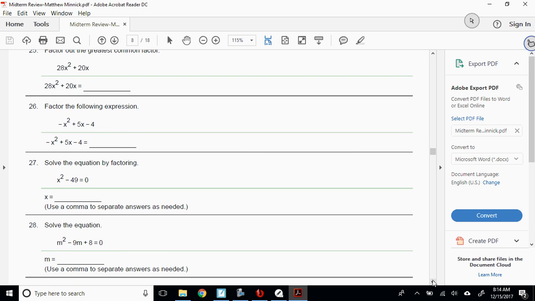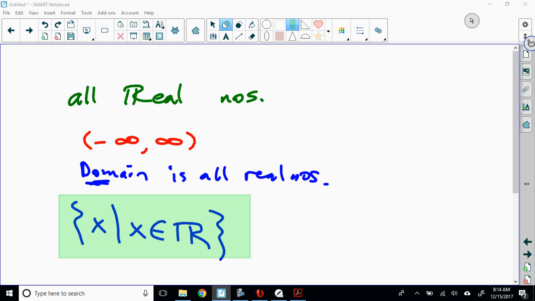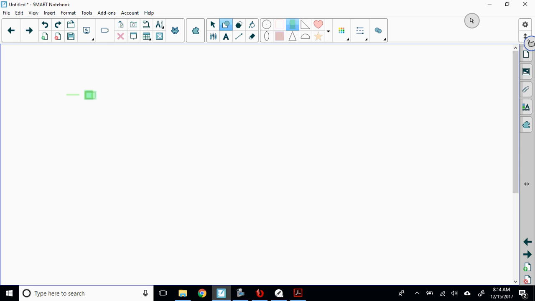26. I can't believe how many people don't factor out a negative. I'm going to write this one up real quick. My smart board really doesn't like me today. Negative x squared plus 5x minus 4.